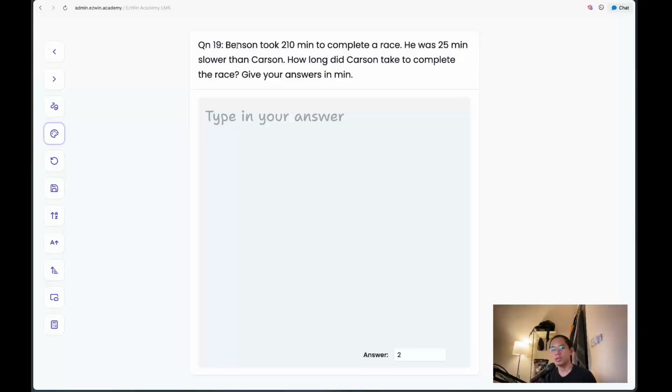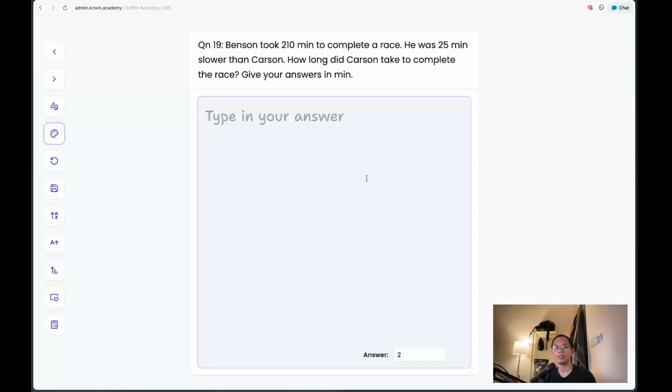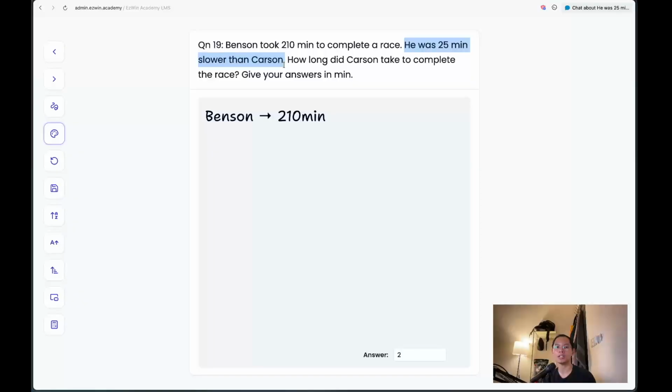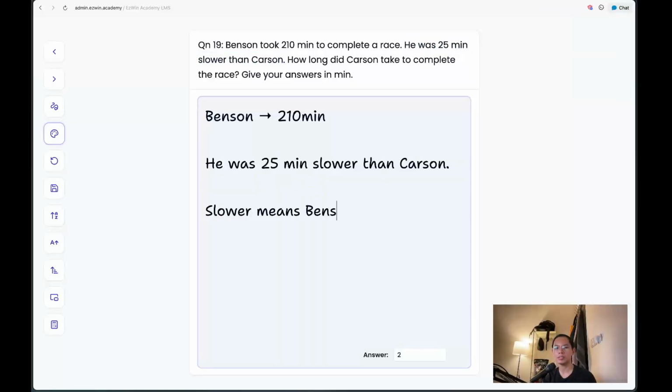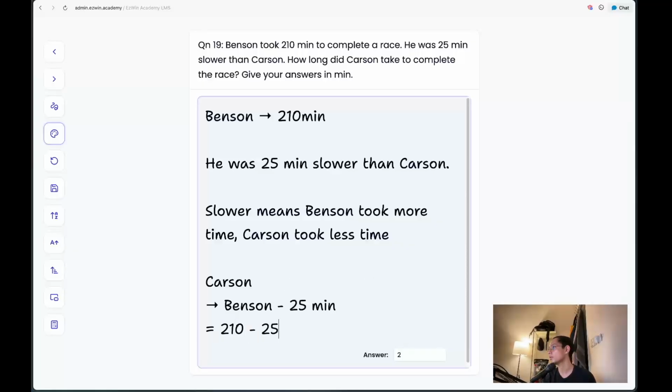6.8 centimeters. Question 19. Benson took 210 minutes to complete the race. He was 25 minutes slower than Carson. How long did Carson take to complete the race? Give your answers in minutes. So Benson is 210 minutes. So when he says he was 25 minutes slower than Carson, slower means Benson took more time. Carson took less time. That means Carson is equal to Benson minus 25 minutes. So in this case, we know Benson is 210. So 210 minus 25. And this will give us 185 minutes. There you go.